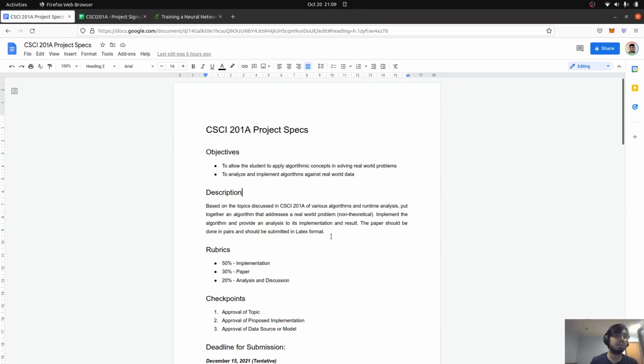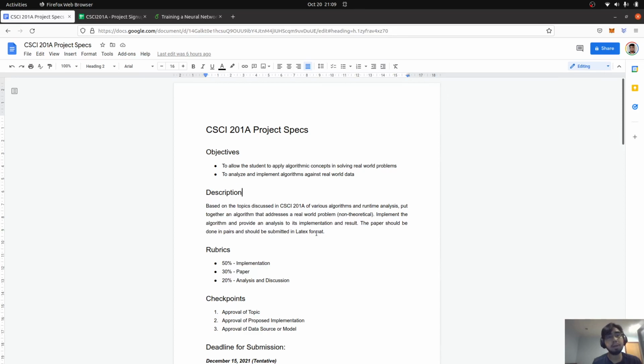In the project, we will be going the entire mile, meaning to say that you will be implementing and analyzing these algorithms against real-world data. Okay. So the idea is that based on the topics discussed in CSCI201A, that would be our sorting, our data structures, recursion, divide and conquer, greedy algorithms, dynamic programming, recursion, of course.